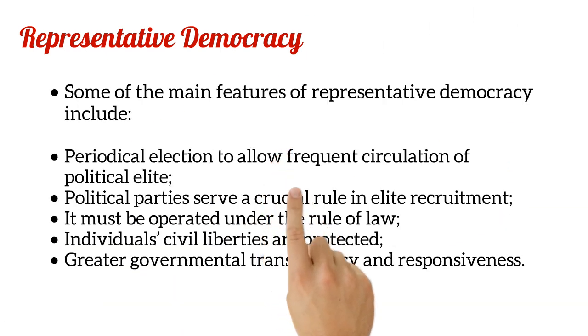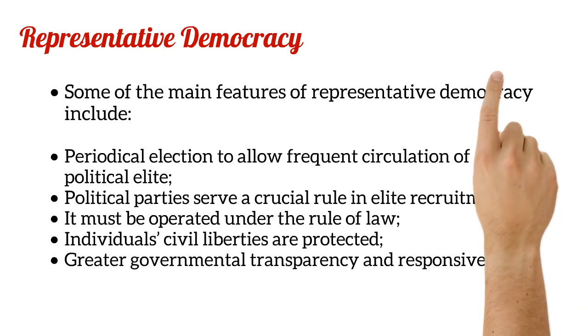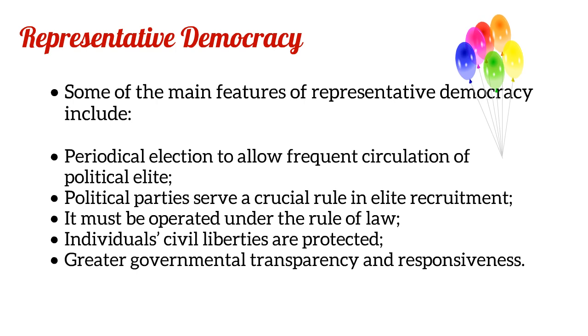Some of the main features of representative democracy include periodic elections to allow frequent circulation of the political elite. Political parties serve a crucial role in elite recruitment. It must be operated under the rule of law. Individual civil liberties are protected. Greater governmental transparency and responsiveness.